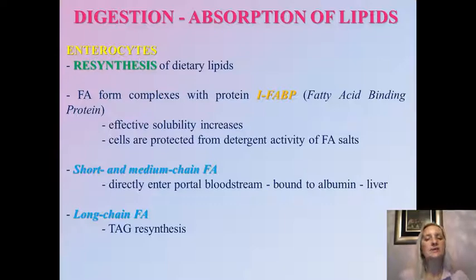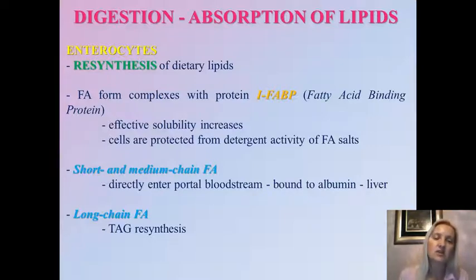What happens then? In enterocytes, the resynthesis of dietary lipids occurs. First we have to do something with fatty acids, so we cannot use them in the form we got them upon digestion. Fatty acids actually form complexes with one specific protein, which is marked as IFABP, or fatty acid binding protein. And there are two things accomplished by this binding.